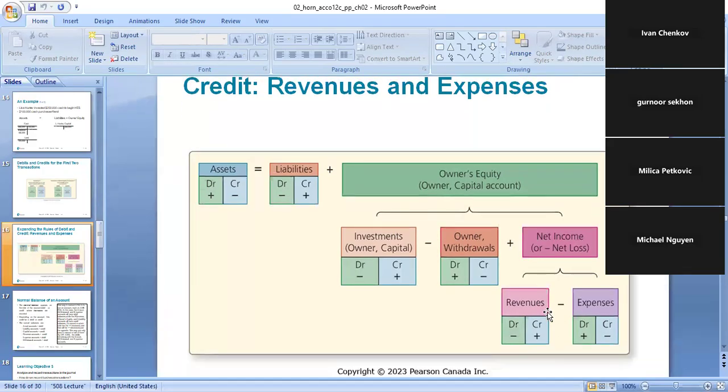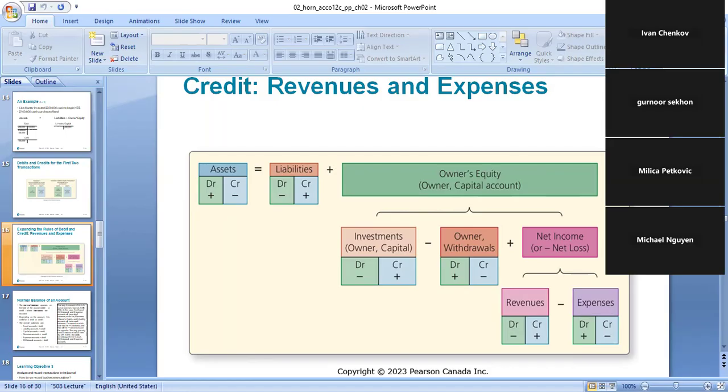On the revenue and expenses, every time the company generates revenue, that's going to increase the owner's equity. That's going to go on the credit side. And every time the revenue goes down, that will be the debit side. Expenses are the opposite. Expenses on the debit side are actually going to decrease the owner's equity, and on the credit side, they increase it. But the expenses on the debit side are always going to be increasing, and the credit side is going to be decreasing.